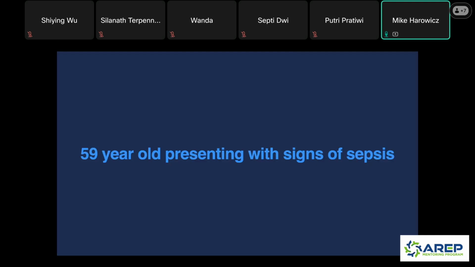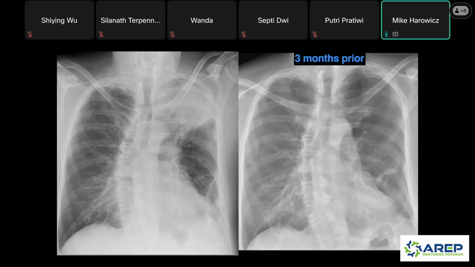All right. And again, if anybody has questions, feel free to interrupt me. I'm just going to keep showing cases and we'll keep talking about stuff. So next case, this is a 59-year-old and they're coming in with signs of sepsis. On the left is the frontal chest radiograph from when they presented now, and I gave you one from 3 months prior on the right side. Give everybody a second to take a look and digest what we see.